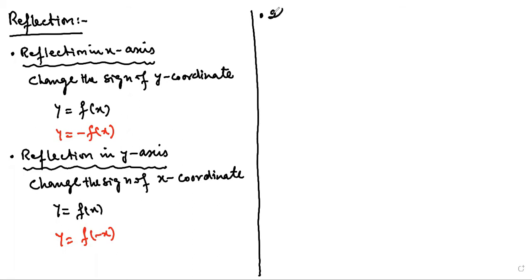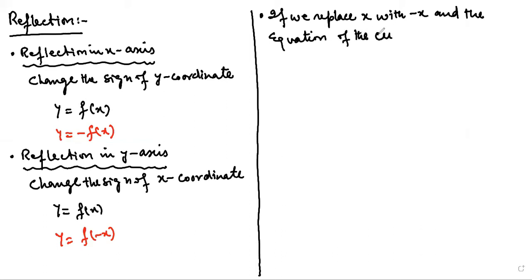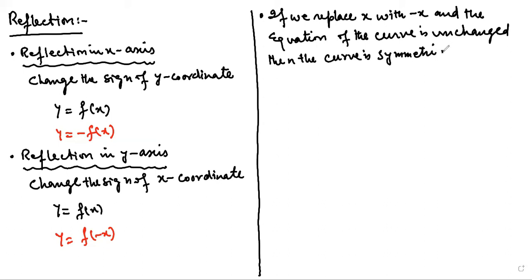Number one is if in any curve we replace x with minus x and the equation of the curve is unchanged, then the curve is symmetrical about y-axis. Now I will give you examples.